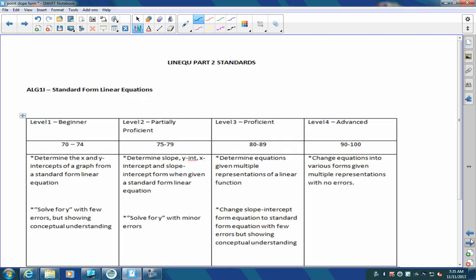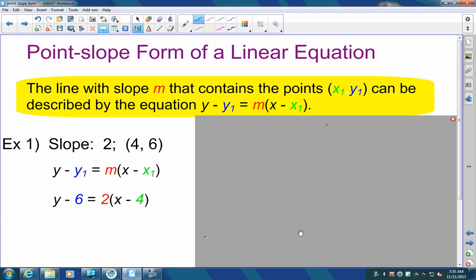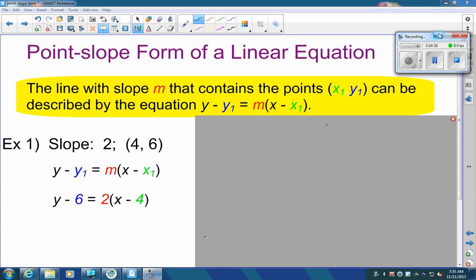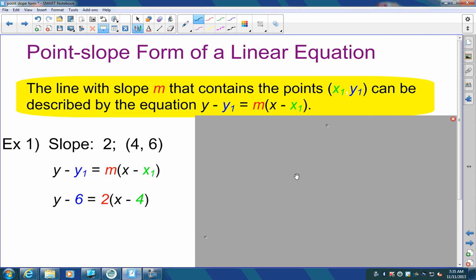Now, looking into what we have, we are going to start with point slope form. This equation is on your formula chart for your state test, your EOC. Point slope form is y minus y1 equals m times x minus x1. M is the slope, and x1 and y1 are the numbers in an ordered pair that they give you.